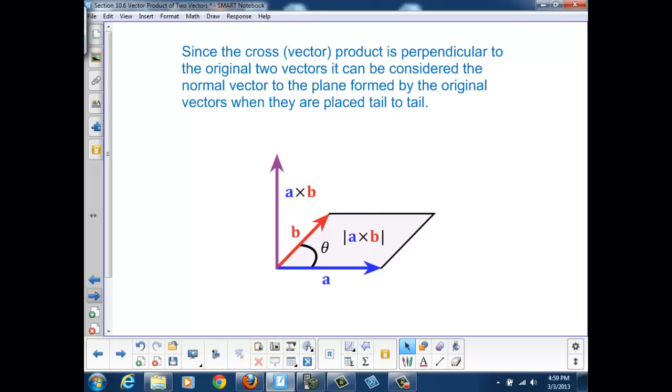Now let's talk a little bit more about what this cross product can represent. Well, the cross product is perpendicular to the original two vectors. So if we connect those original two vectors tail to tail, they're going to form a plane. And that cross product, since it's perpendicular to the plane, can be considered the normal vector to that plane.